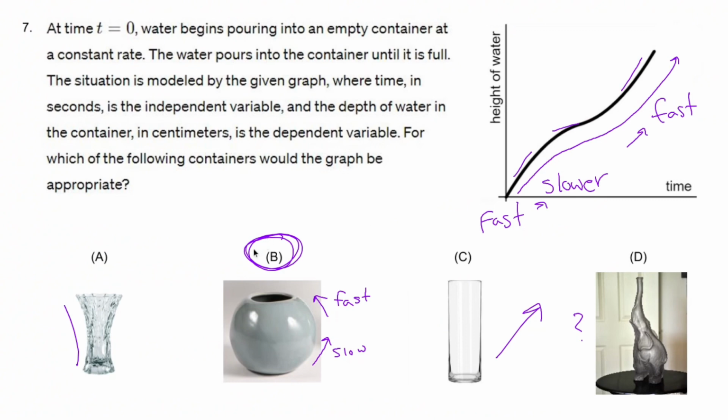So the answer for this one is B, because again, you look at the slopes, it goes kind of fast and then slows down and then picks up the speed again. And in order for that to happen, you must have a skinny to wide to skinny again. B is going to be our guy, baby. B for bowl. Well, it's kind of a bowl, but it's a sphere. Hope this helps.